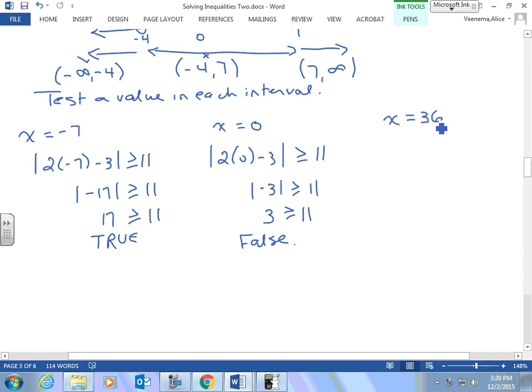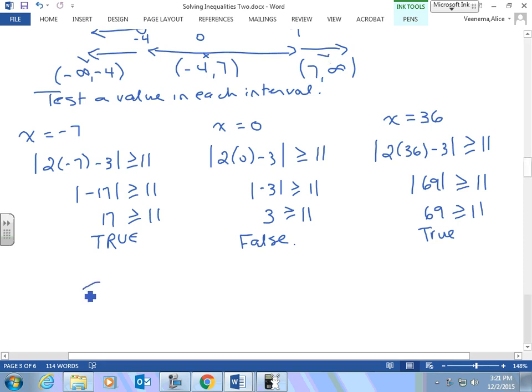So we substitute it again into the original inequality: 2 times 36 minus 3 is greater than or equal to 11. That gives me 72 minus 3, which is 69. Well, 69 is greater than or equal to 11. It's true. So that final interval is also good. Any value in that final interval is true.